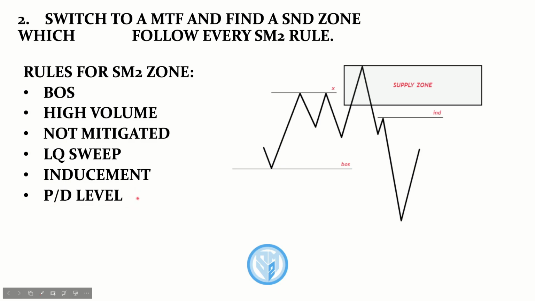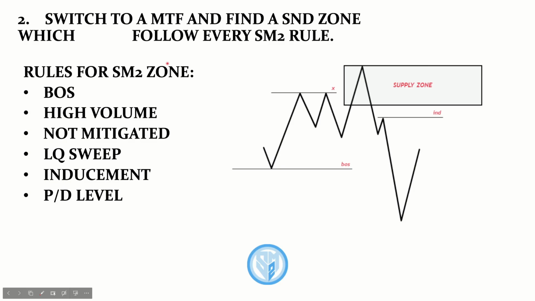Now, I have an example of an SM2 zone right here. And what we're going to do is run through each and every one of these rules with the high probability zone that we have over here. And I'm going to show you guys exactly what to look for when trying to scout for one of these SM2 zones which go along with your bias.